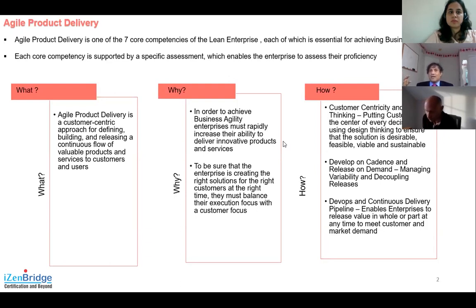So this Agile Product Delivery, this core competency, gives you all the knowledge, the tools, and the processes, and the templates that are required for you to be able to really create the right solutions for the right customers, right, in the right time, right, by allowing you to focus on these two things, right, the customer and the execution.